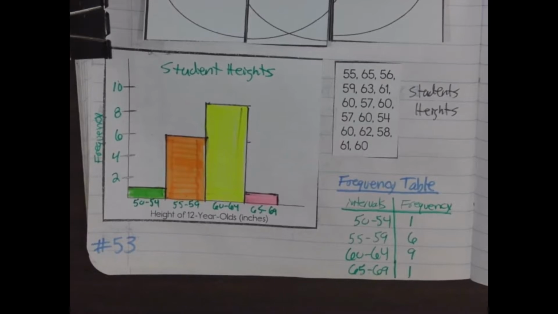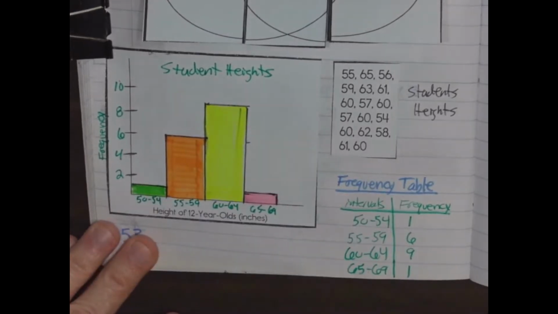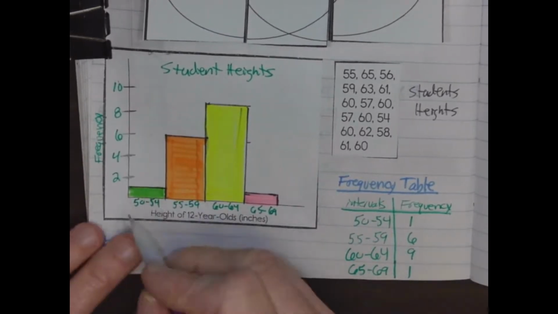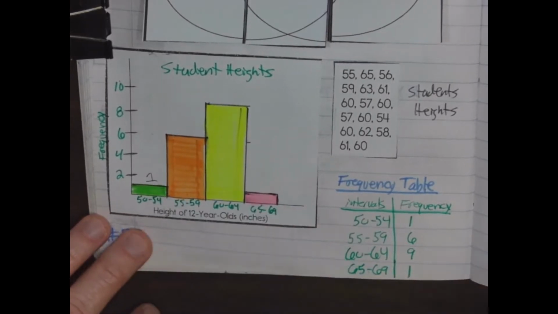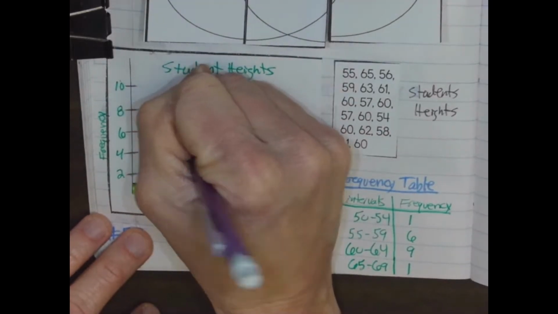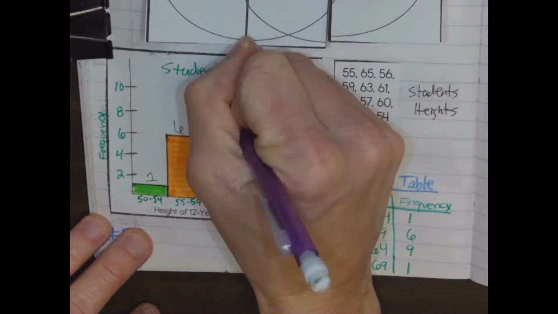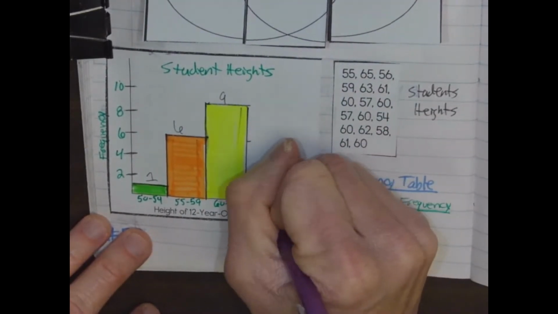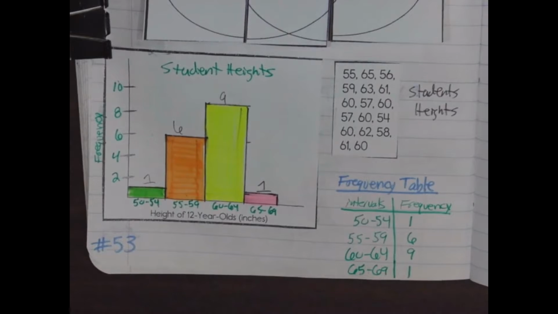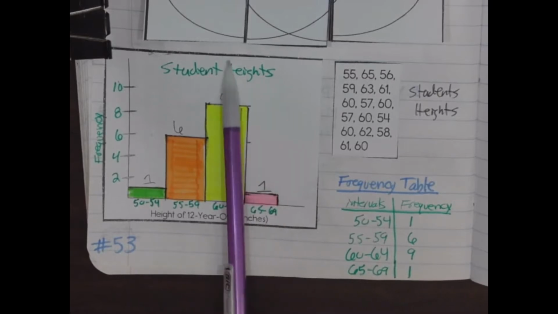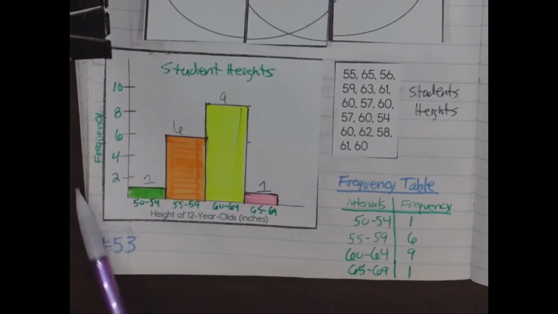And remember, it's also good practice to put the numbers above. So it's good to put here 1, and then 6, and then 9, and 1. That's always good practice. So this is how you make a histogram. It's similar to a bar graph, but it will have continuous data. They will have intervals down on the x-axis, and the bars must touch. And don't forget to have your height and your labels as well.